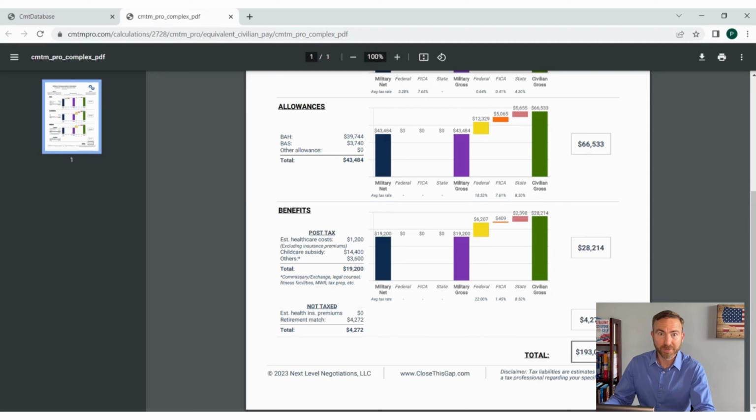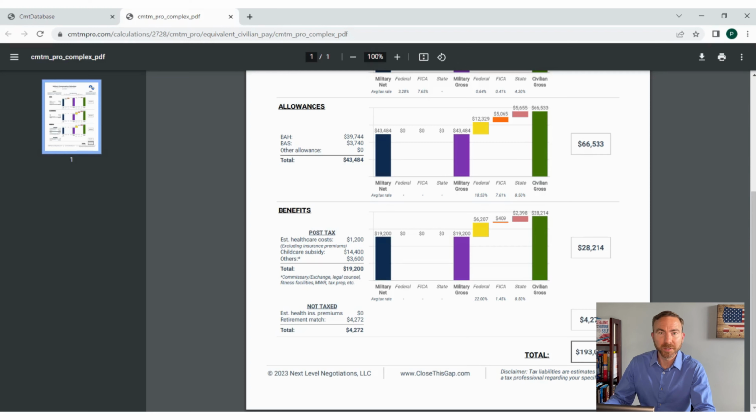$193,097. Again, this is for a captain with 8 years of service, stationed in the Washington, D.C. area, married, filing jointly with 2 kids. Your situation could vary depending on all those things, but this gives you an example of what a service member could earn or does earn right now, equivalent as a civilian.